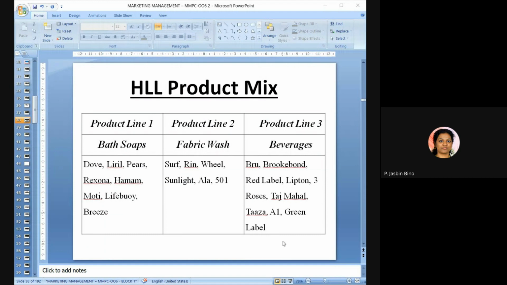All these product lines together are what is known as the product assortment or the product mix.